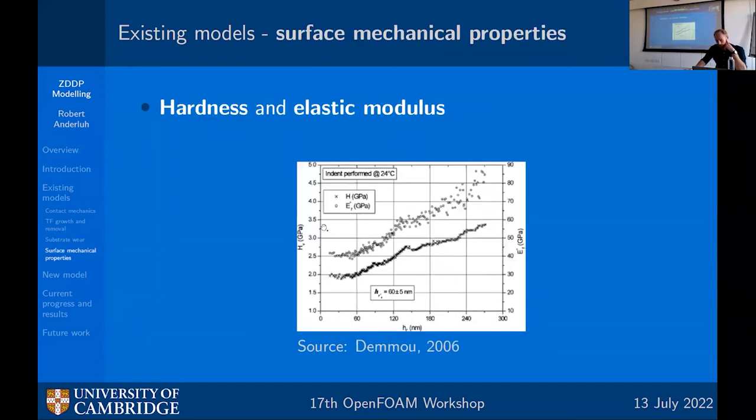And regarding surface mechanical properties, so we are most interested in hardness and elastic modulus. So this is a measurement by Demmou from 2006, which shows that basically the thicker the tribofilm is, the softer it is, so the lower the hardness, and the elastic modulus is also lower. This seems counterintuitive, but this is a nanoindentation result where with increasing plastic deformation, you would get a higher hardness and higher elastic modulus. So you can also imagine it reversed.